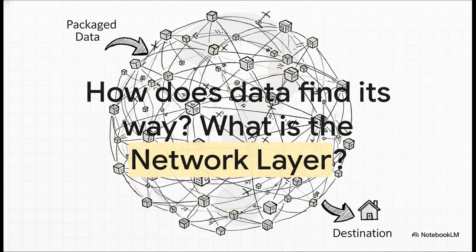Okay, so our data is packaged up and ready for delivery, but the internet is massive. How in the world does that little packet of data navigate the complex web to find the right destination? What is the job of the network layer?